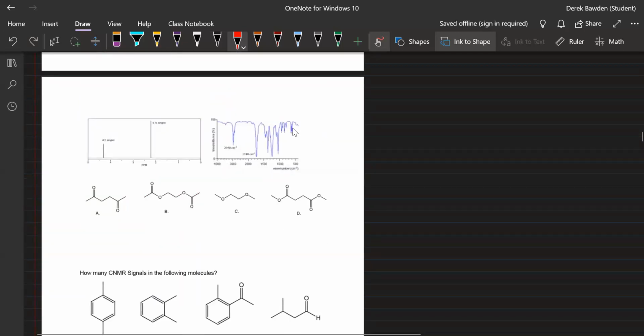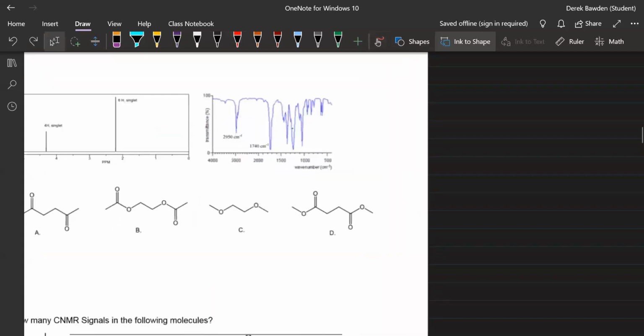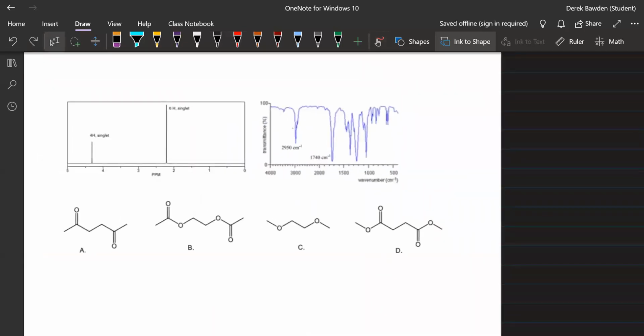Let's do this next one. So we have 2 graphs here. We have an HNMR and an IR.